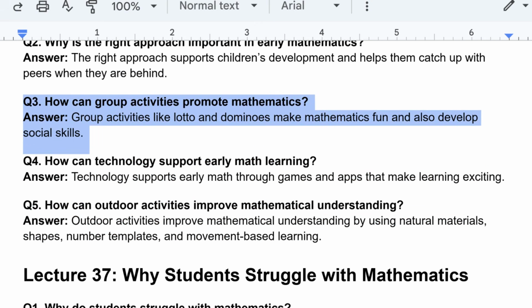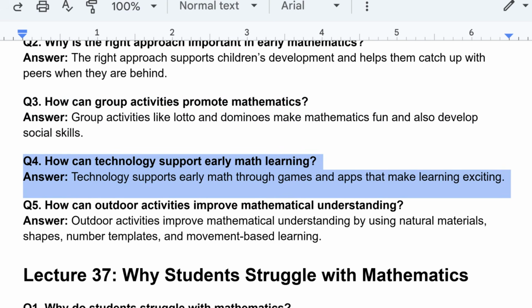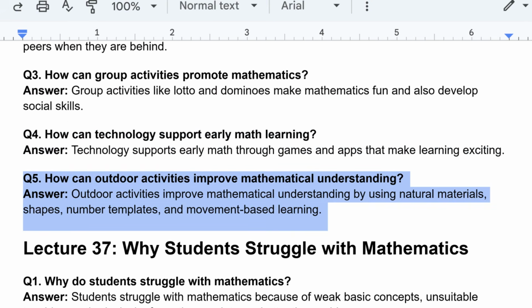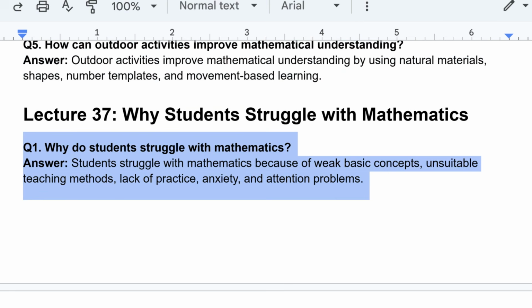How can group activities promote mathematics? Group activities like Lotto and Dominoes make mathematics fun and also develop social skills. How can technology support early math learning? Technology supports early math through games and apps that make learning exciting. How can outdoor activities improve mathematical understanding? Outdoor activities improve mathematical understanding by using natural materials, shapes, number templates, and movement based learning.